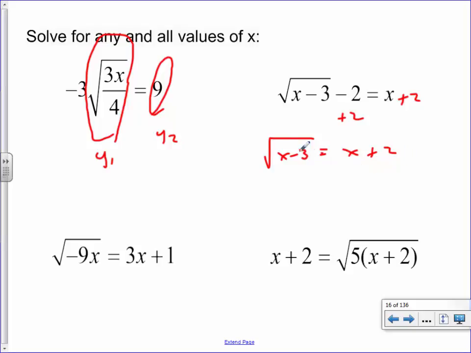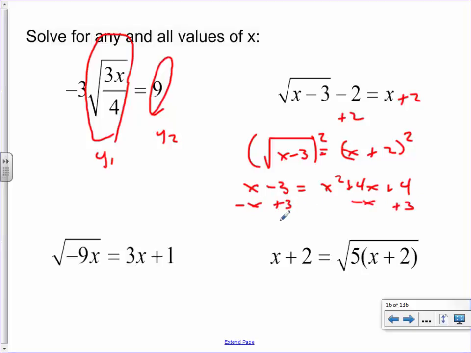Good, yeah, to get rid of a square root, you square. But that means that you have to square the whole other side. Yeah, x plus 2 on one side. X plus 2 squared. So x plus 2 squared, by the way, means you actually have to FOIL it. So it means you get x squared plus 4x plus 4. It's quadratic, so subtract x from both sides, add 3 to both sides. You're going to get 0 equals x squared plus 3x plus 7.